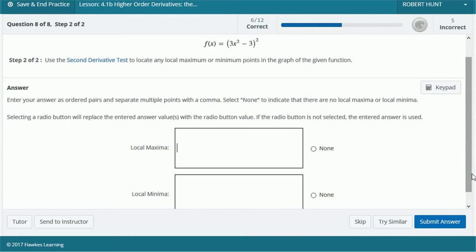Okay, so let's plug in our different critical values. If I plug in 0 here, I'm going to get negative 36. So that's a local max. If I plug in negative 1, I'm going to have 108 minus 36, which is 72. So that's a local min. And if we plug in positive 1, we're also going to get 72, which is a local min.